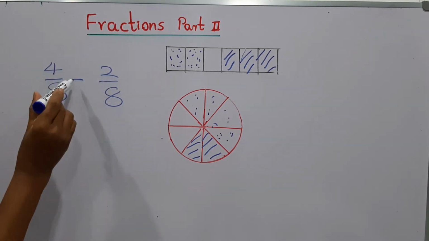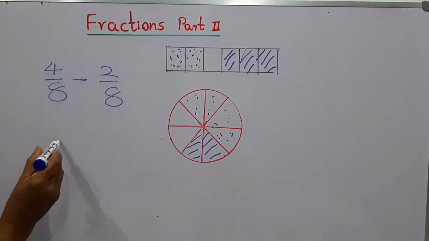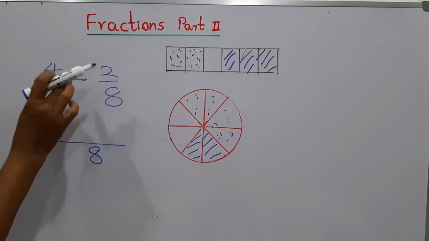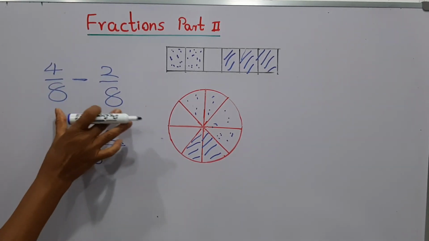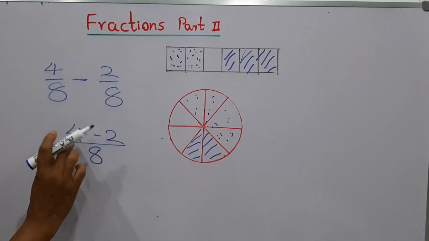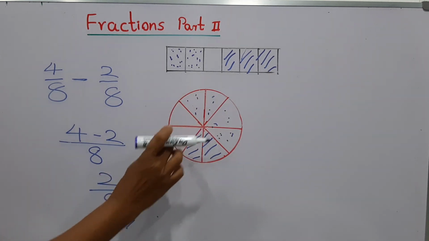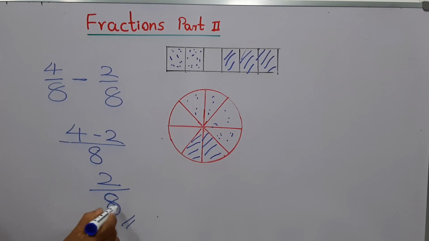When we get a sum like this, we have to check the denominator. Denominator is same. Then we are writing denominator below the line and numerator, it stays same, not changes. Then 4 take away 2. Okay, this is the answer of this figure. Right, it represents like this. Okay, then I wanted to show another thing here.